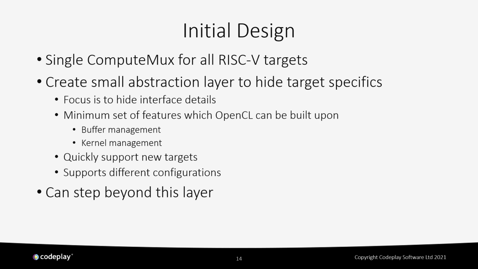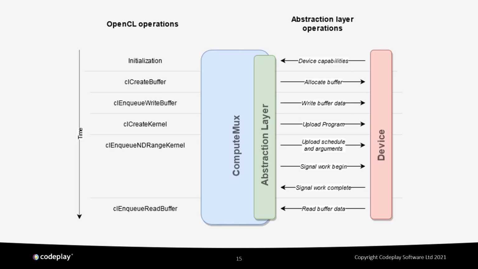powerful. So in this slide, we can see some of the OpenCL operations that might happen at the source level and how these filter through ComputeMux and become abstraction layer operations. So one of the first things that happen is you're going to do some initialization in your OpenCL code. In order to receive device info, then the abstraction layer will have to provide device capabilities back to ComputeMux, which will then go back through to the OpenCL API.